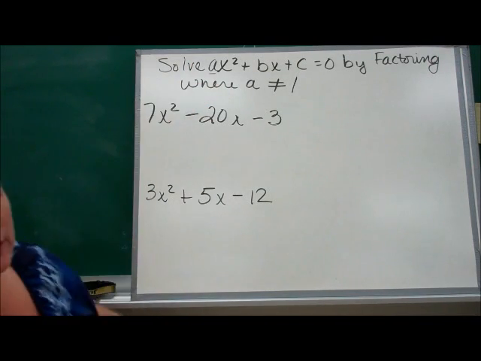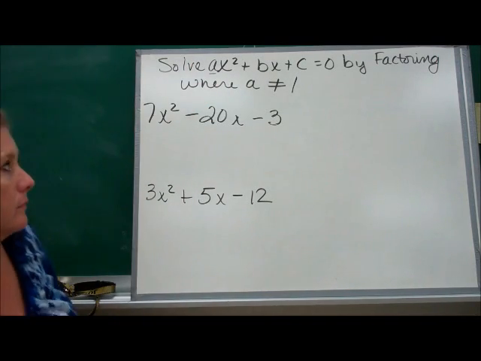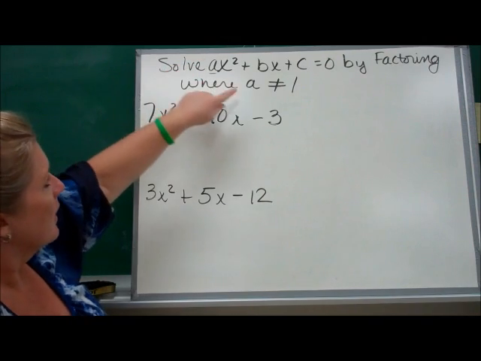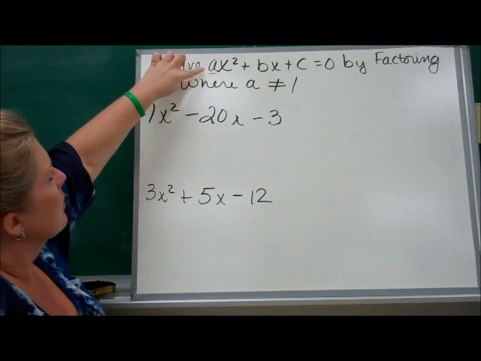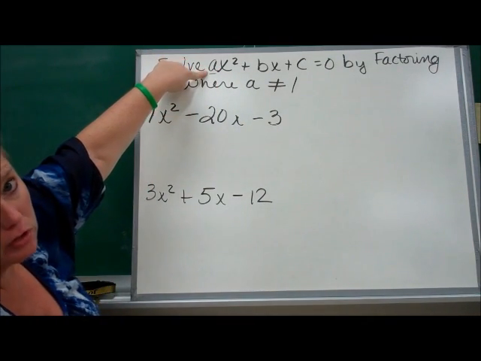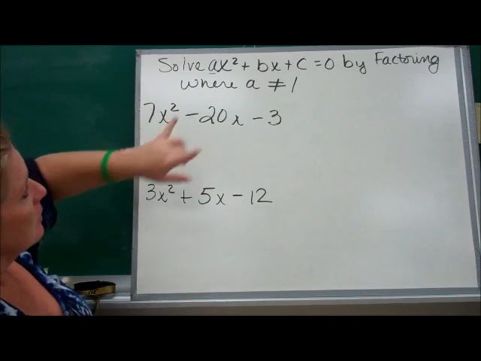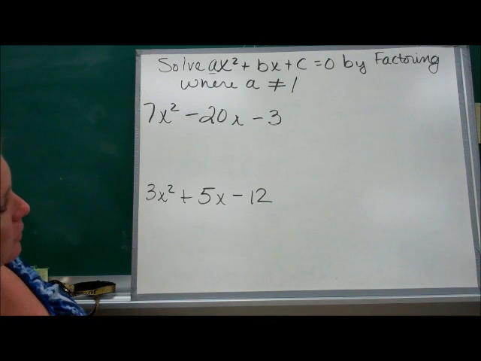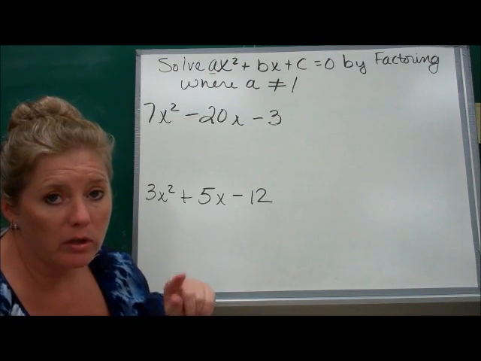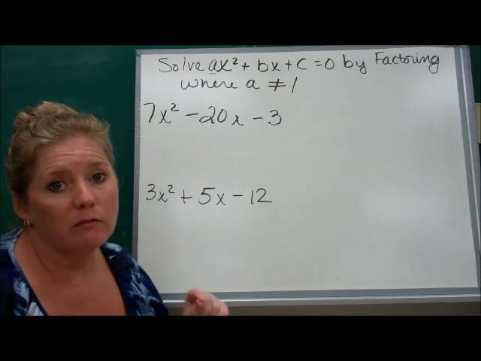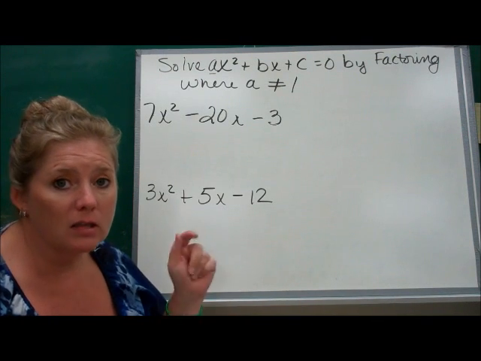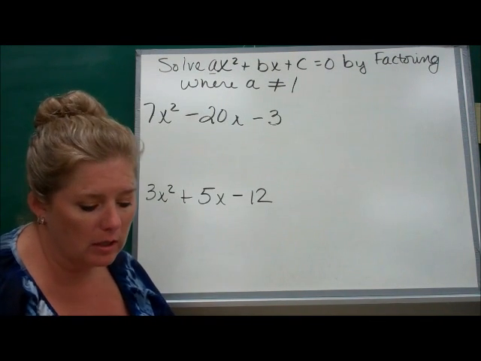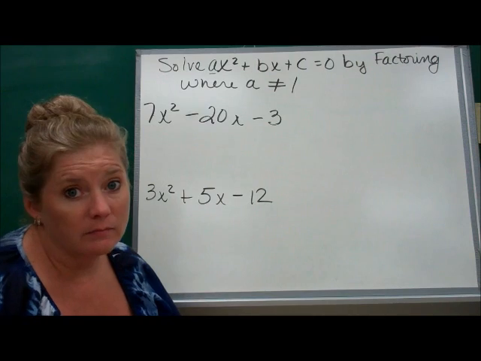Solve by factoring. This is section 4.4. This time a is not equal to 1, so we're going to have a coefficient on the first term. This is where it's very important that you run that test to see if it can be factored. And it's also very important that you look for the greatest common factor of all three terms. That's always the first step in factoring, and that's the one that gets forgotten.